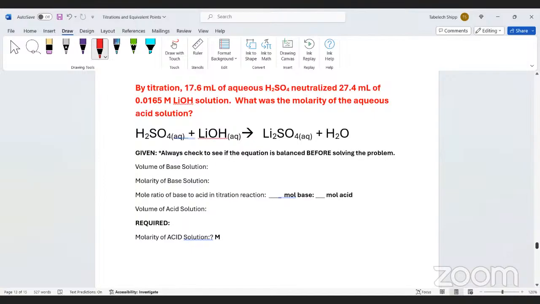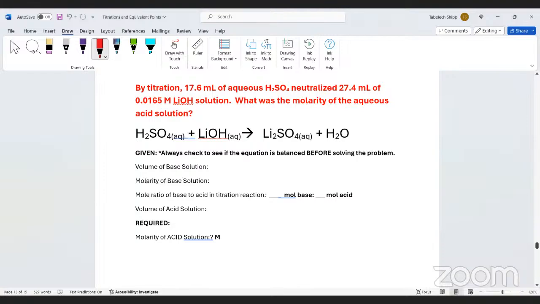It says by titration, 17.6 milliliters of aqueous H2SO4 neutralized 27.4 milliliters of 0.0165 molarity LiOH solution. What was the molarity of the aqueous acid solution?